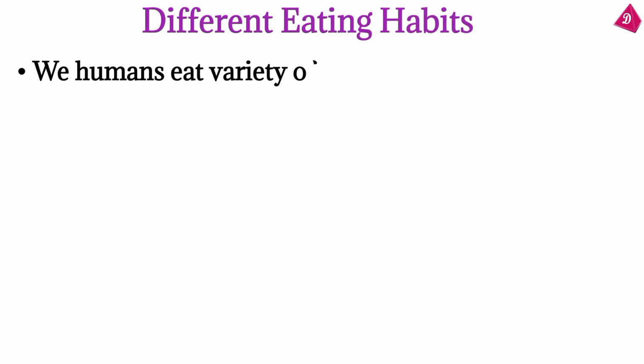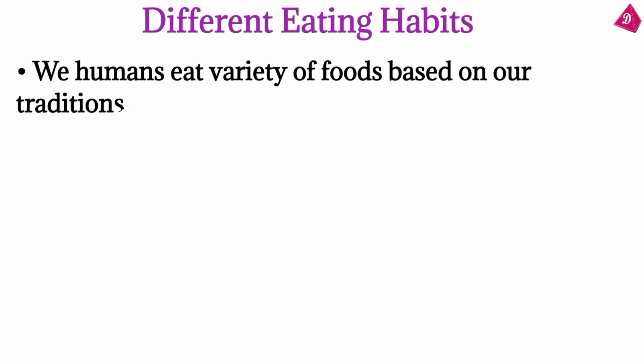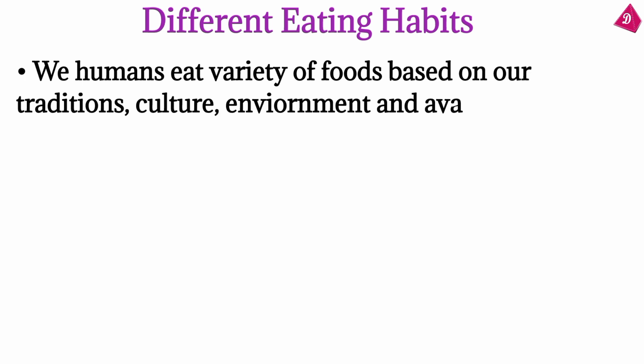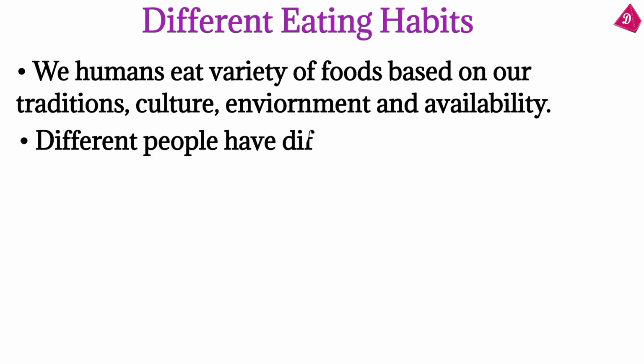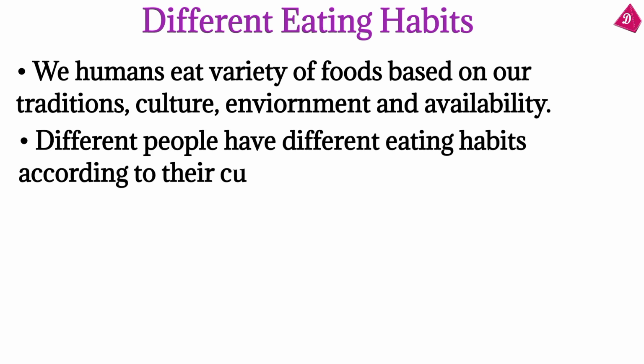Children, now let's talk about the different eating habits in humans. We humans eat variety of foods based on our traditions, culture, environment and availability. Different people have different eating habits according to their culture. Children, we see variety of food around us.